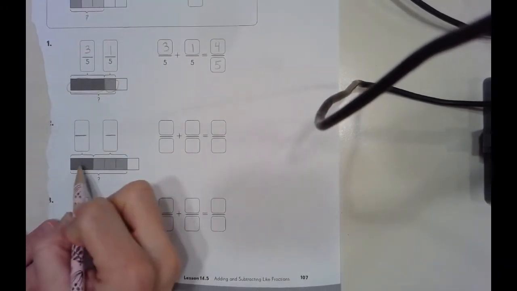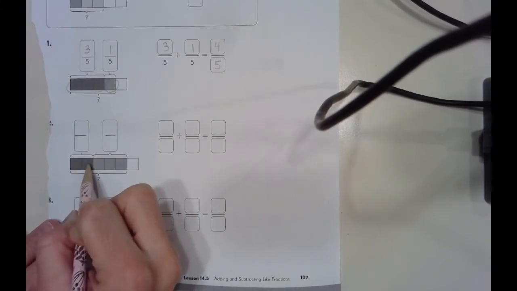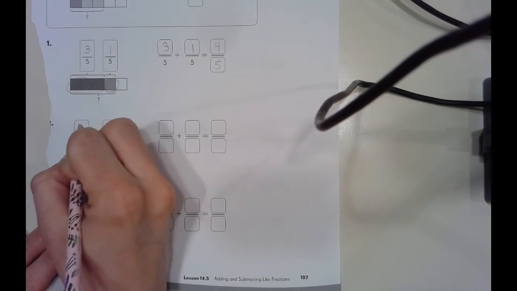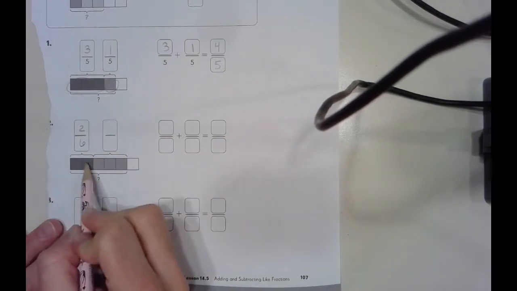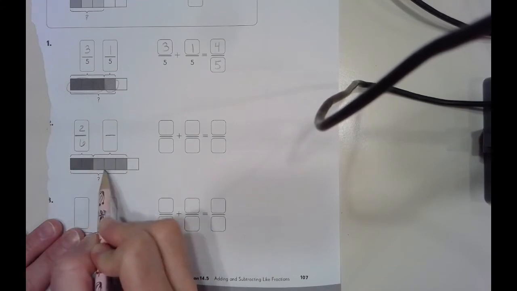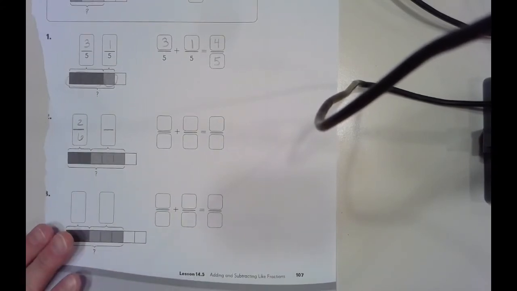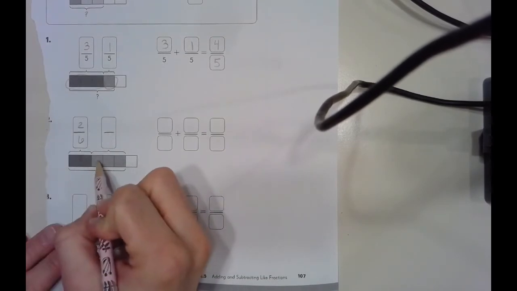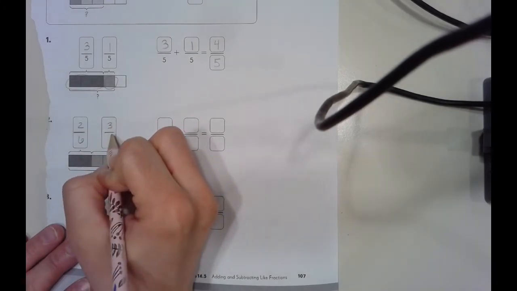So here's my fraction bars. This part that's shaded in, the darker part, represents 2/6 of the candy bar because 2 of them are shaded in out of 6 total. So this friend ate 2/6 of the candy bar. This part that's shaded in represents 3/6 of the total. Now we need to figure out how much of the candy bar has been eaten all together if someone ate 2/6 of it and another friend ate 3/6 of it.